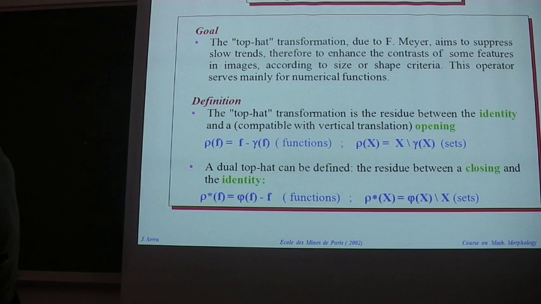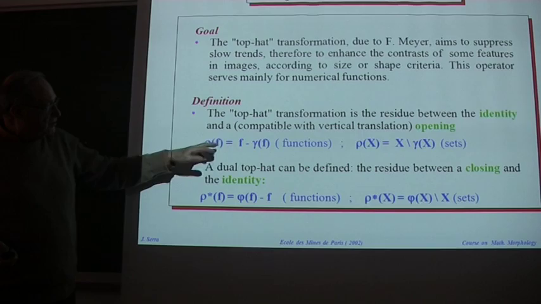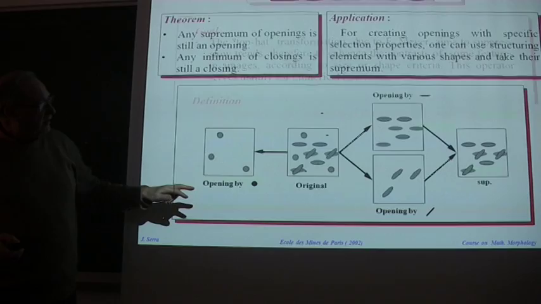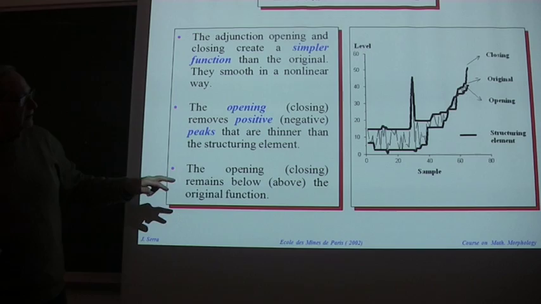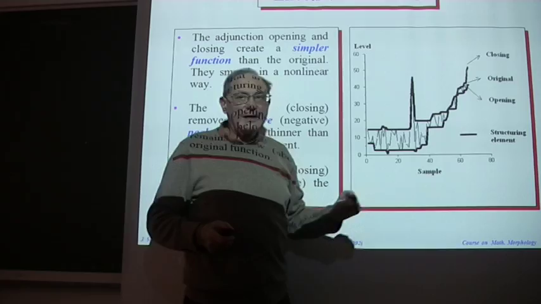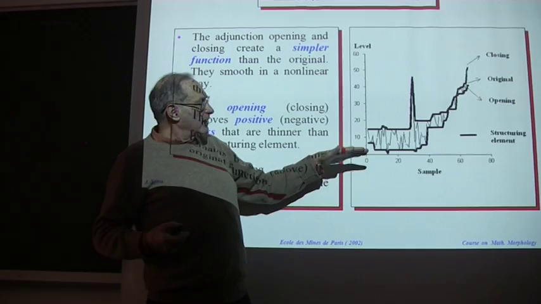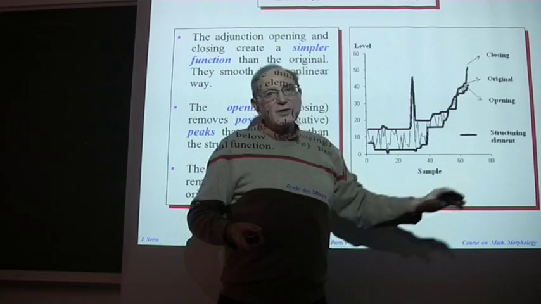Now, something which is interesting also is when we deal with function. When it is a function, we open or we close level by level. The thing which is interesting is to consider the residual. I go back. What is a residual? You have a certain function. You make the opening. And now you subtract the opening. What you will find? You will find the variation, which are rapid variation, and the trend or the shift which are slow will disappear.